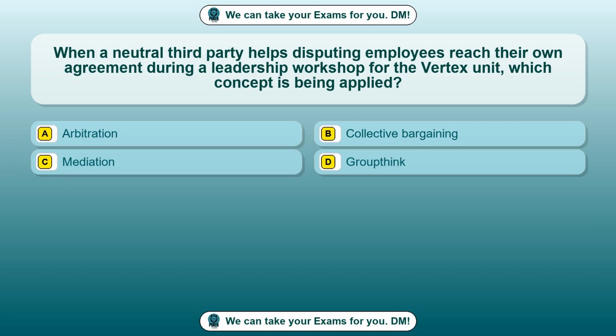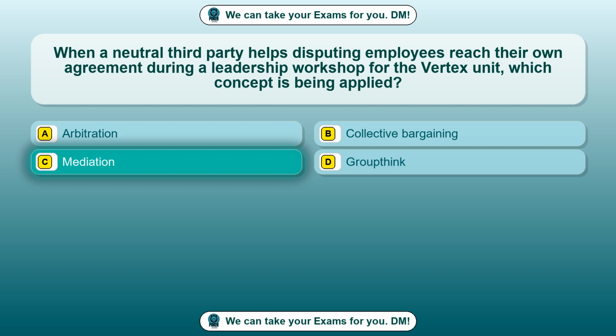Question 62. When a neutral third party helps disputing employees reach their own agreement during a leadership workshop for the Vertex unit, which concept is being applied? Option A, arbitration. Option B, collective bargaining. Option C, mediation. Option D, groupthink. The correct answer is option C, mediation.